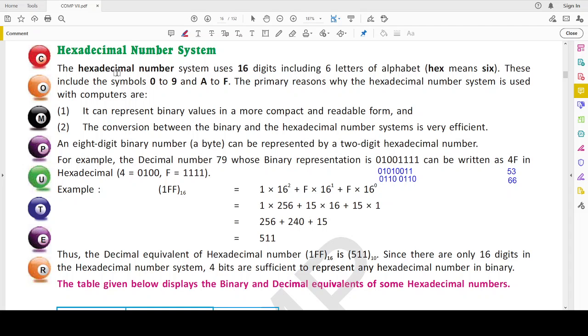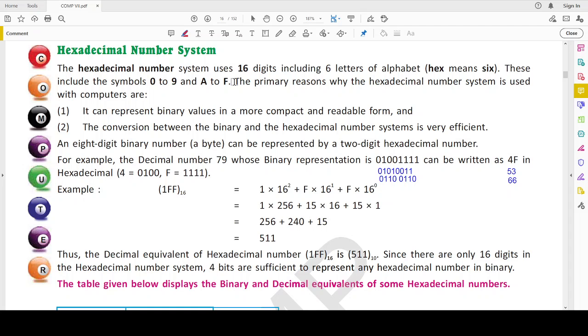So what is a hexadecimal number system? It is a number system that uses 16 digits, that is 0 to 9 and A to F. Remember, capital A to capital F, not small a to small f. The hexadecimal number system uses 16 digits including 6 letters of the alphabet. Hex means 6. These include the symbols 0 to 9 and A to F.